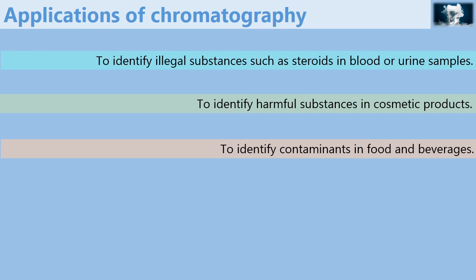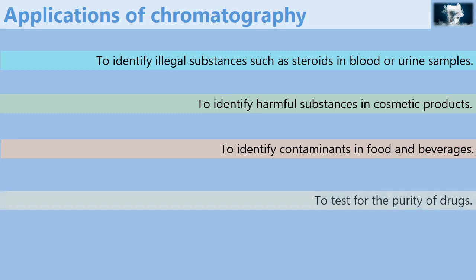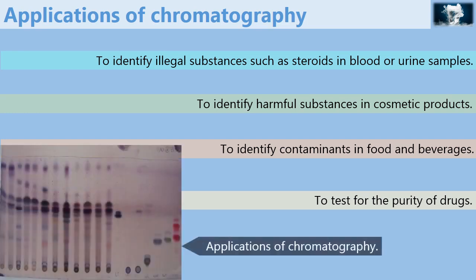It can also be used to identify contaminants in food and beverages in the food industry. In the pharmaceutical world, it is used to test for purity of drugs. The diagram shows how chromatography can be used to identify illegal substances in blood and urine samples.